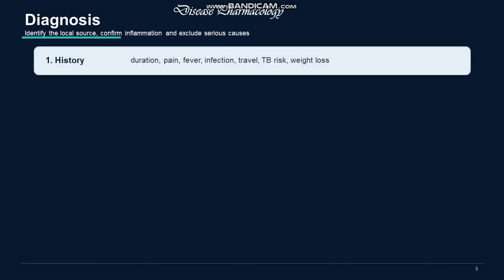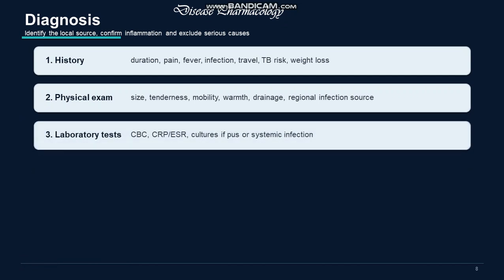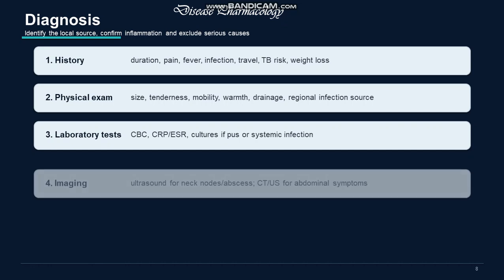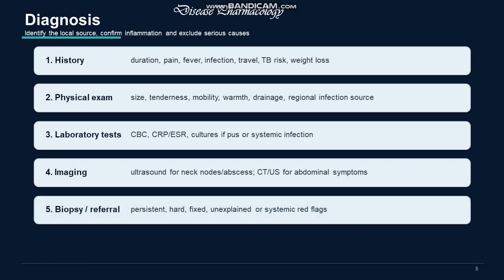Diagnosis: first of all, you have to take the history. A clear history should be taken from the patient. Physical exam: size, tenderness, mobility, warmth, drainage, regional infection source. Laboratory tests: CBC, CRP, ESR should be recommended to the patient. Imaging like CT, ultrasound, biopsy. If the nodes are persistent, hard, fixed, unexplained, then biopsy should be referred.